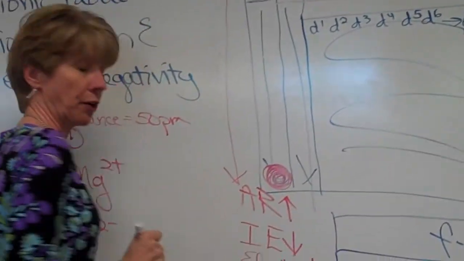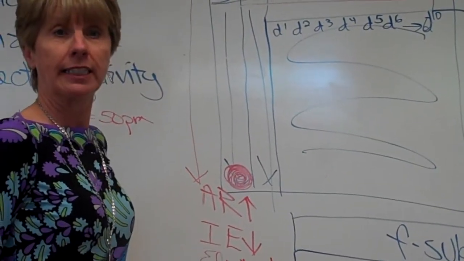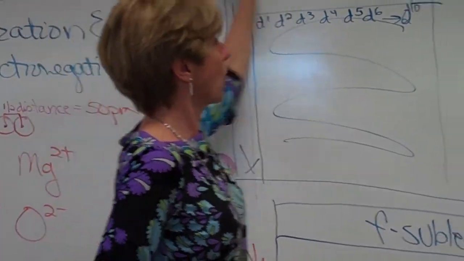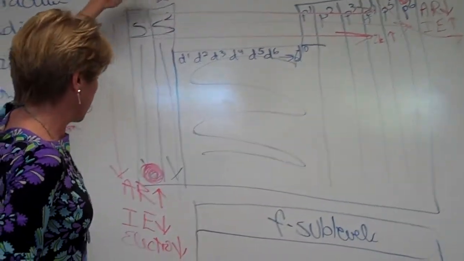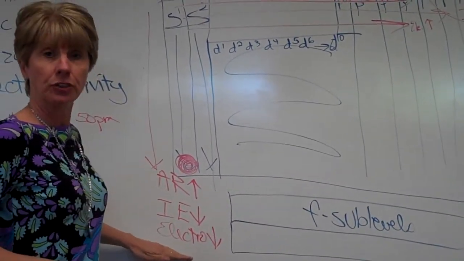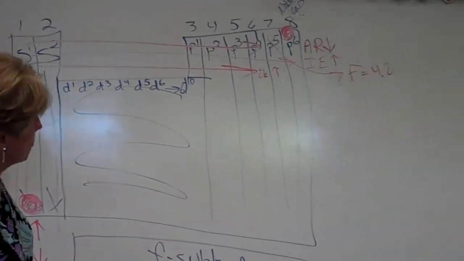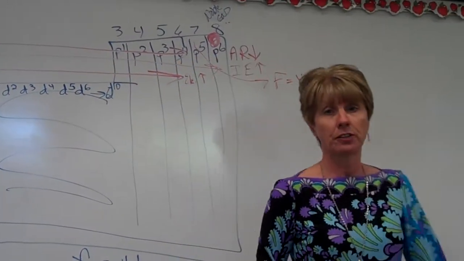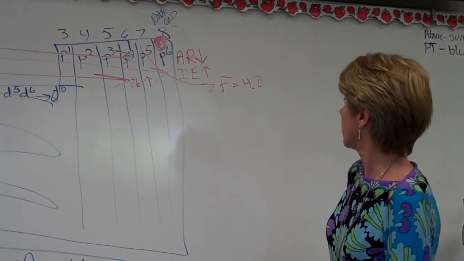So let's do a review. Ready? When you go down a family, atomic radius increases. When you go across a period, atomic radius decreases. When you go down a family, ionization energy and electronegativity both decrease. When you go across a period, ionization energy and electronegativity both increase.